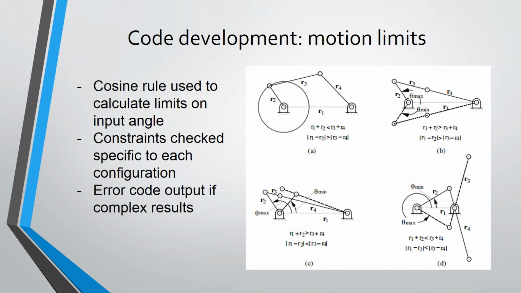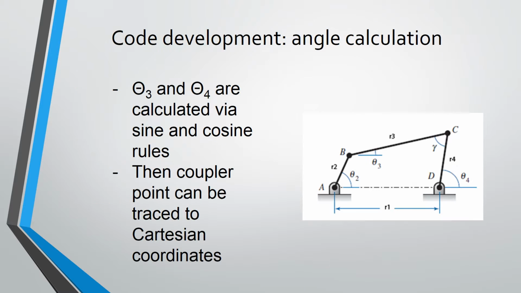The motion limits of the configuration were then calculated to ensure the mechanism was modelled realistically and no complex numbers were generated. Theta 3 and Theta 4 were then calculated using the cosine and sine rules after splitting the mechanism into two separate triangles. Once Theta 3 was calculated via the atan2 function, the code then plotted the Cartesian coordinates of the coupler point.